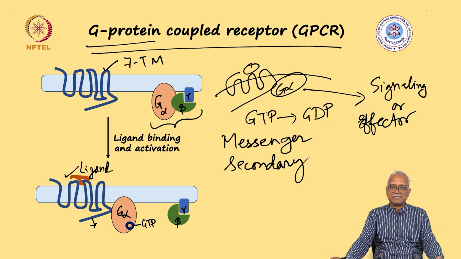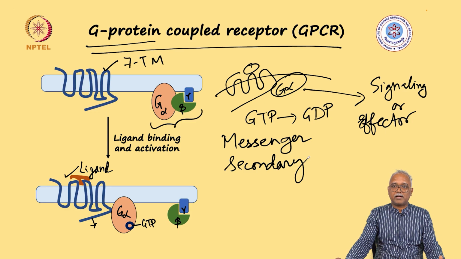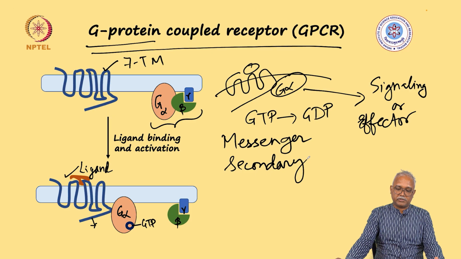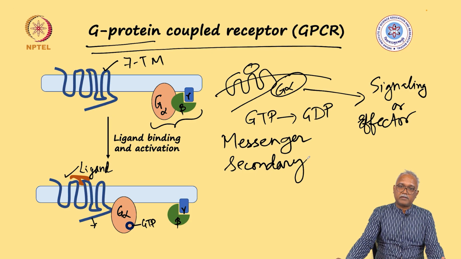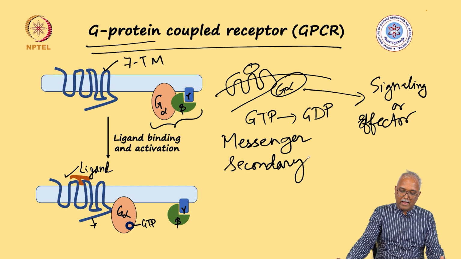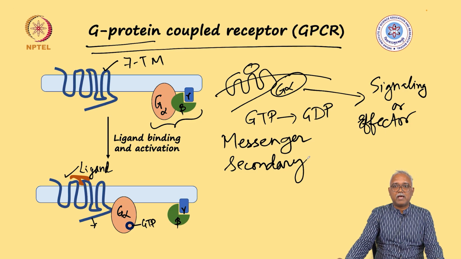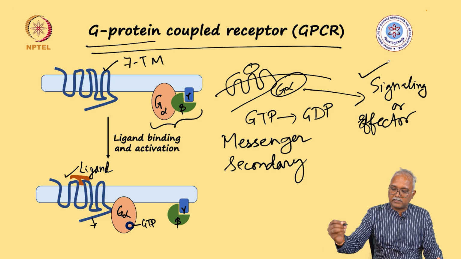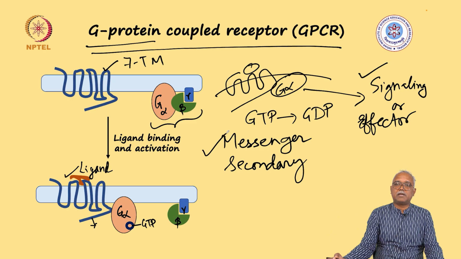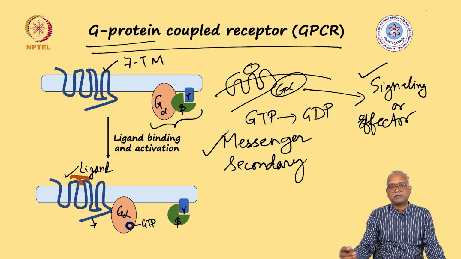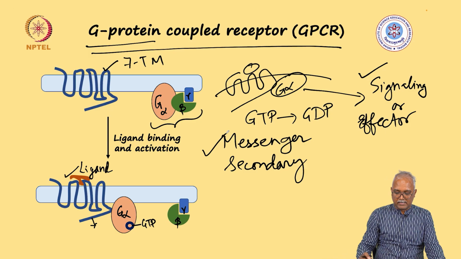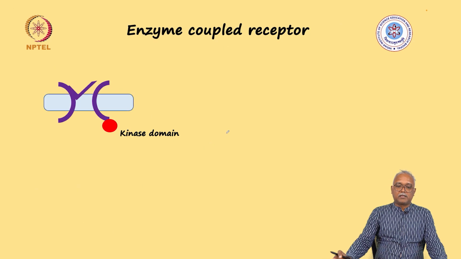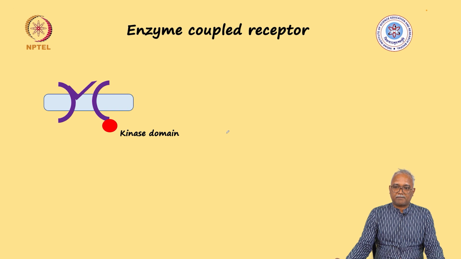So what you notice is that in this case the receptor, when it binds to ligand, allows the binding of the G alpha subunit to itself. This G alpha, with the activity of GTP hydrolysis, allows activation of the next set of molecules, whether it is a signaling molecule or second messenger, and this is what will allow the signaling to move forward in the desired direction. Then you have the enzyme coupled receptors.